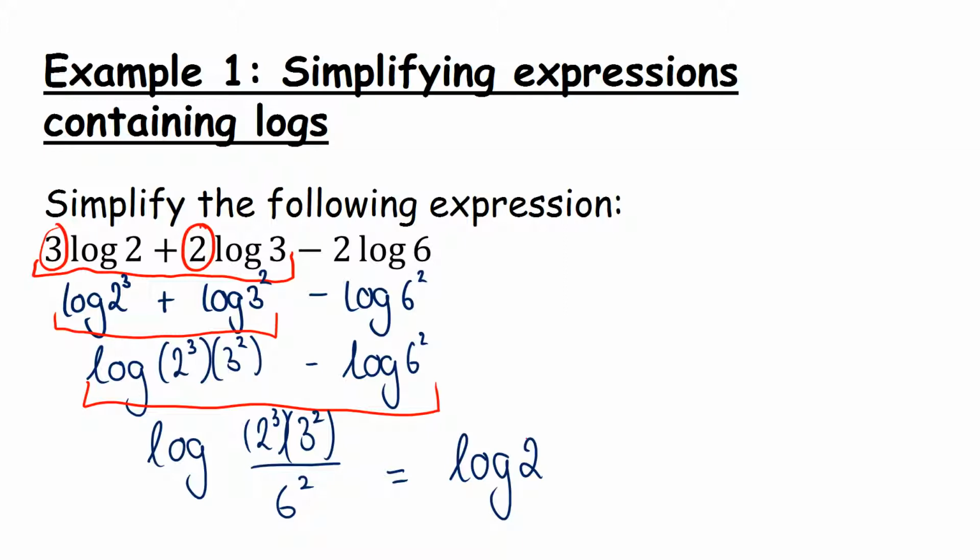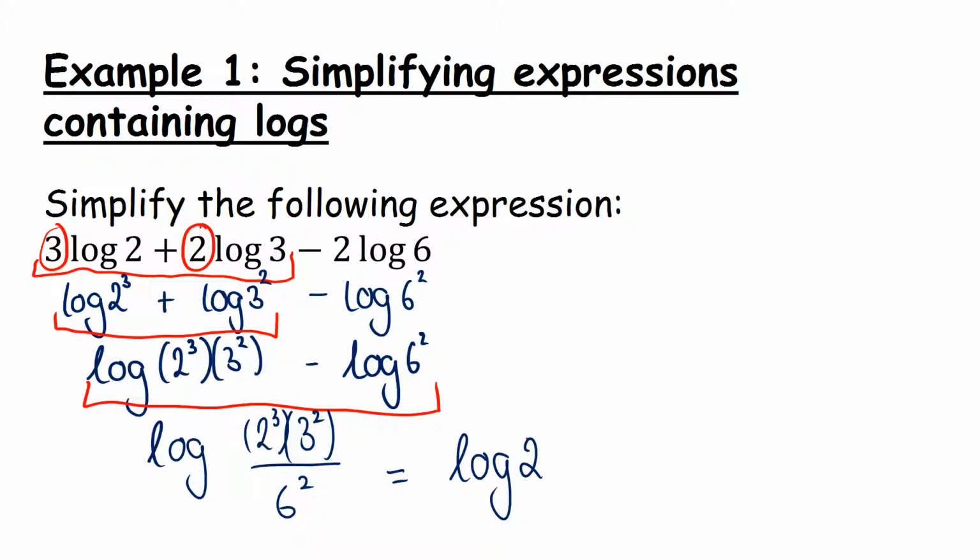Okay, so now I'm going to start applying my rule. My rule here is multiply. So I have log 2 to the power of 3 by 3 to the power of 2, and I have a minus log 6 squared. Now, the second rule in the second column tells us that if we subtract 2 logs, we can use division. So that's the rule that we're going to use now.